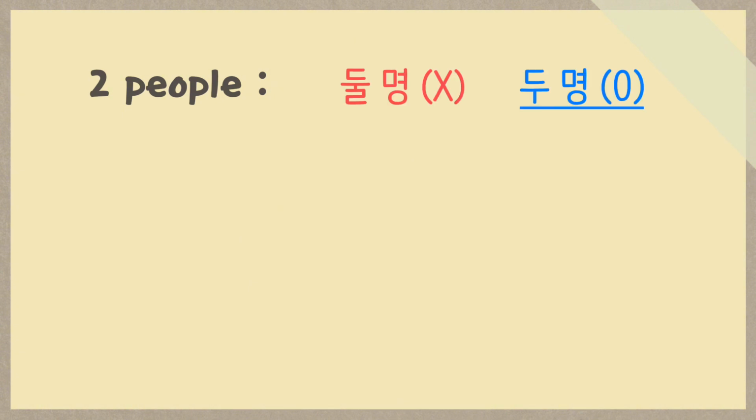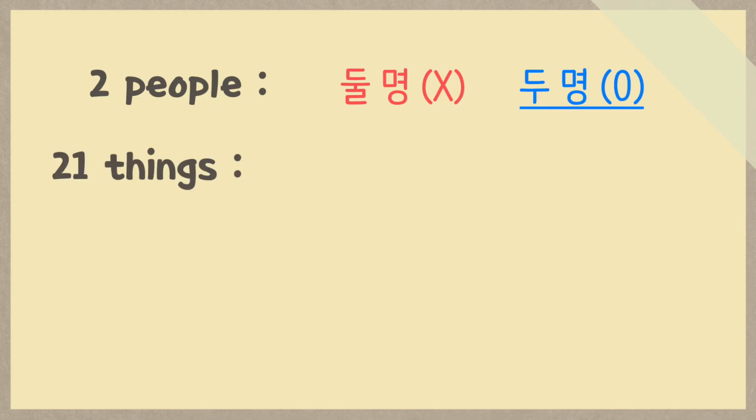And here are the examples. How do you say two people in Korean? At the beginning of this video, we learned that number 2 is 둘 in native Korean, but since we need to use counter word 명 to count people, we should say 두 명 instead of 둘 명.